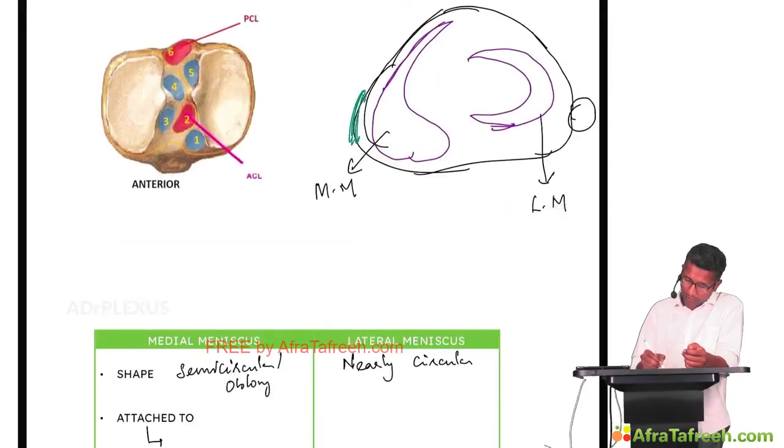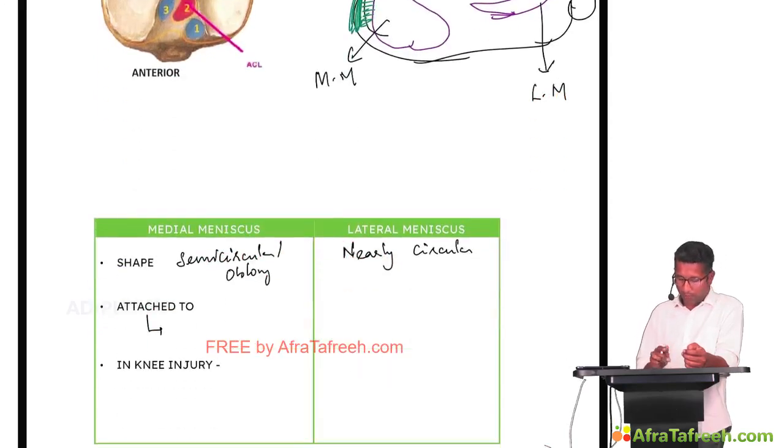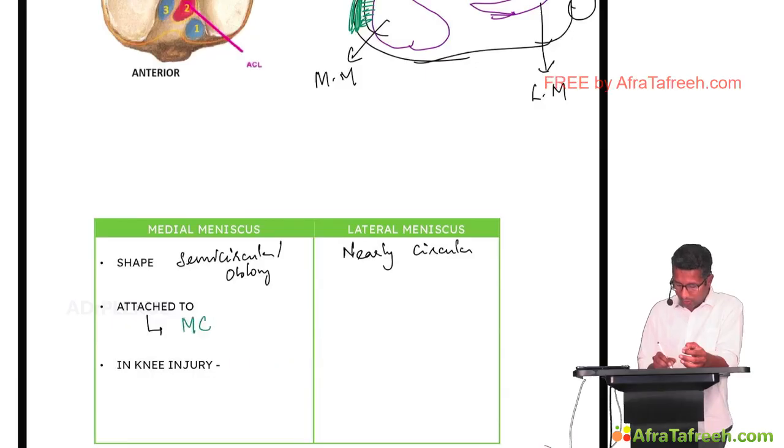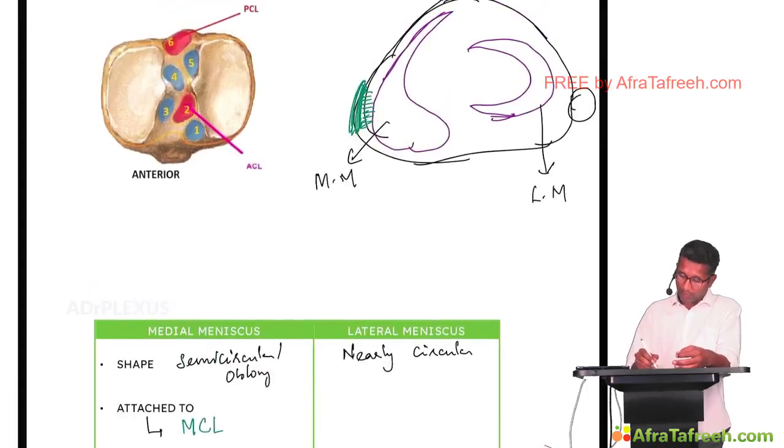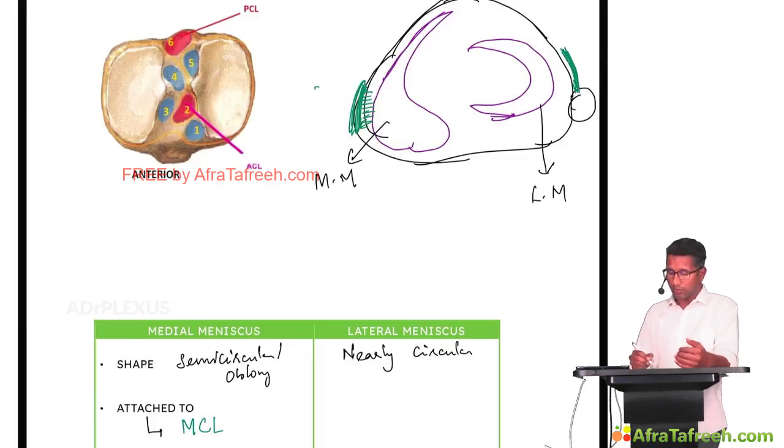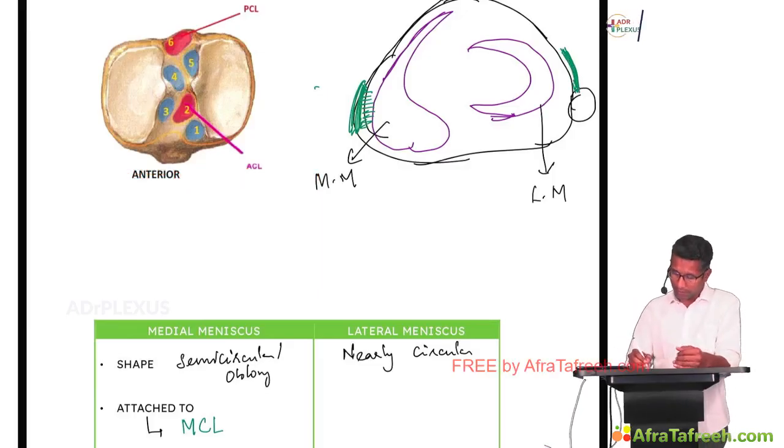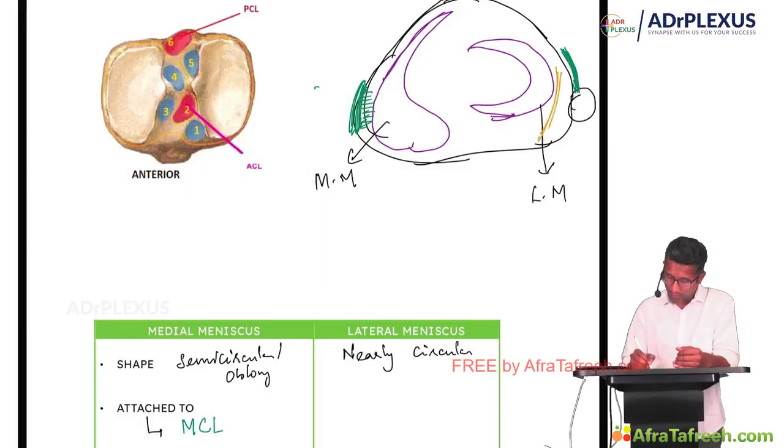This ligament is called the medial collateral ligament, and the medial meniscus is attached to it. So the medial meniscus is attached to what? It is attached to the medial collateral ligament. On the lateral side, you can ask me, sir, is there no lateral collateral ligament? Yes, there is a lateral collateral ligament here, but it is not attached to the lateral meniscus. There is a muscle which intervenes between these two structures, running posteriorly.